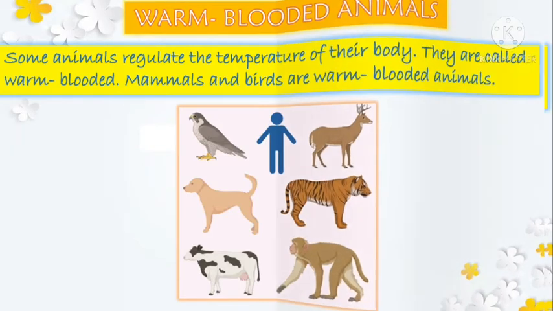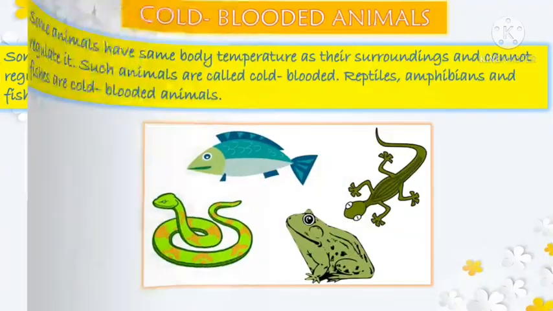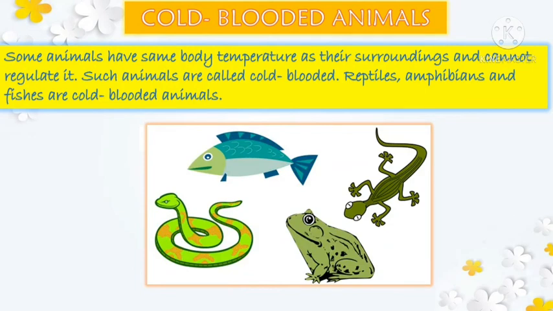Some animals have the same body temperature as their surroundings and they cannot regulate it. It means that the body temperature depends on the surroundings, that is, whether it is hot or cold outside. And such animals are called cold-blooded animals. Reptiles, amphibians, and fishes are cold-blooded animals.